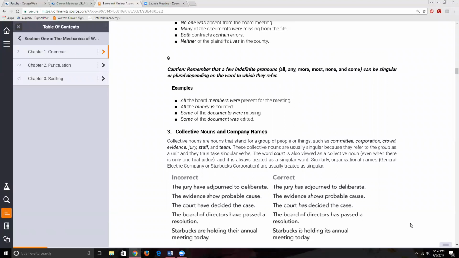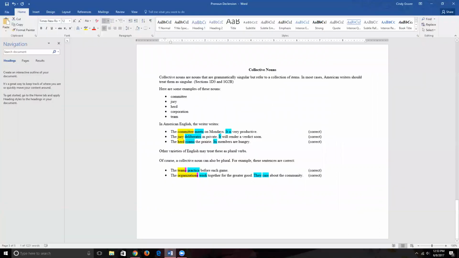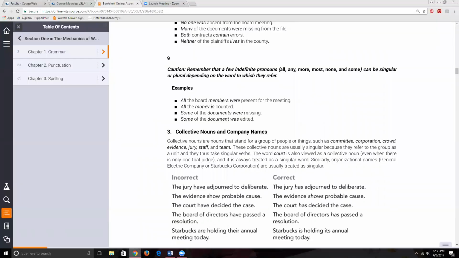Okay, so let's go ahead and get started with the substance. I have my continuing Word document, which you'll be able to see posted within your course to give you a little bit of explanation. But let's first of all talk about what a collective noun is. And here we have a definition in the fourth edition.